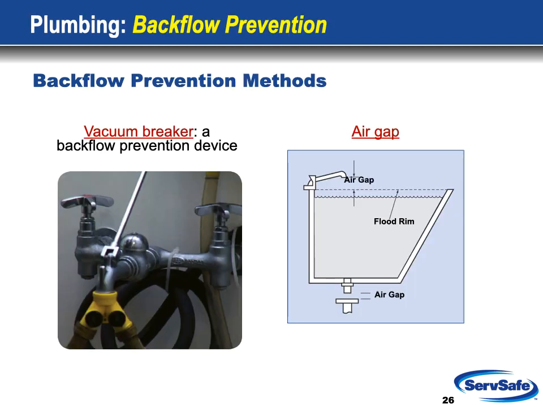There are two backflow prevention methods, a vacuum breaker and an air gap. A hose should never be attached to a faucet unless a backflow prevention device, such as a vacuum breaker, is attached. Threaded faucets and connections between two piping systems must have a vacuum breaker or other approved backflow prevention device.